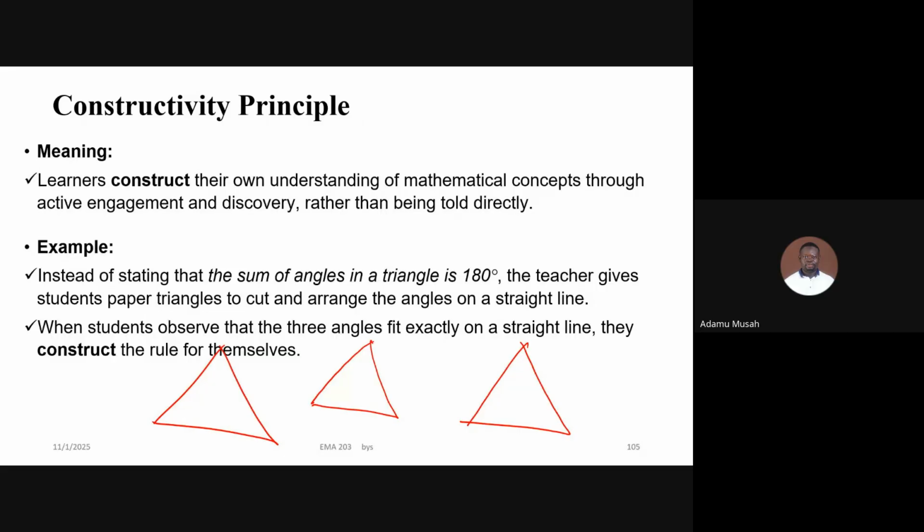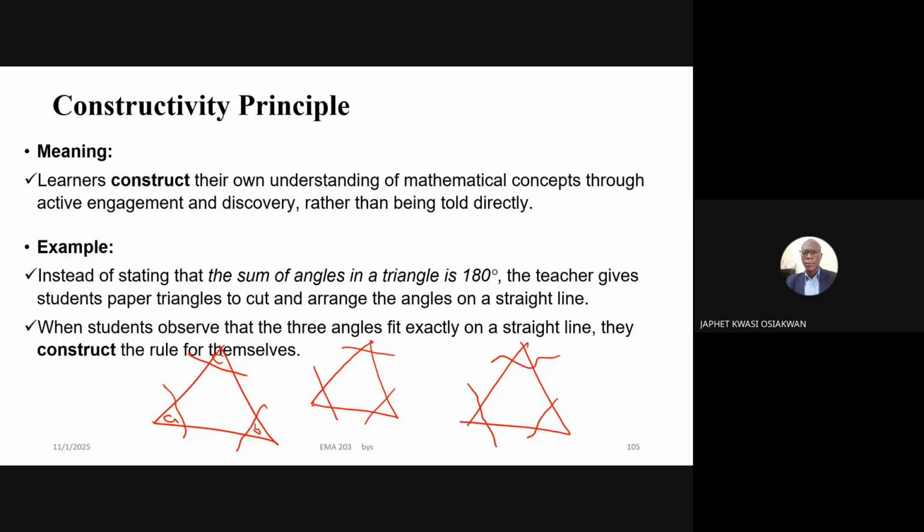Then after that, you ask them to cut the various three angles. So they cut the angles. You have scissors. They cut them. This one is A, this one is B, this one is C. All the groups will cut their angles, all the triangles.